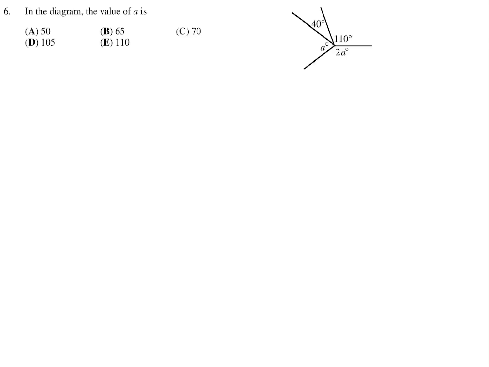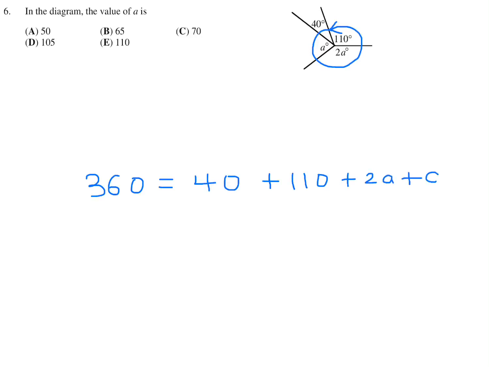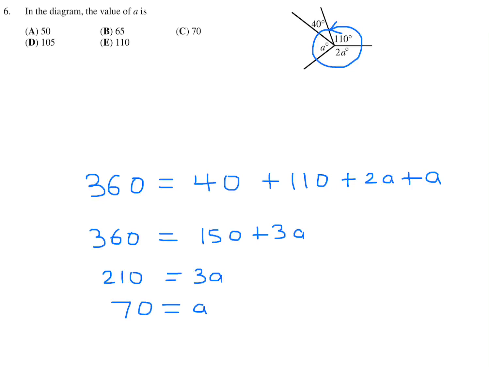In the diagram, the value of a is, all right, if you recall, if you go one revolution around like that, it's going to be equal to 360 degrees. So they've given us angles all throughout that revolution. So we just add them up and solve: 40 plus 110 plus 2a plus a. So 360 is 150 plus 3a. And therefore 210 is equal to 3a, and a is therefore equal to 70. So that would be choice C.